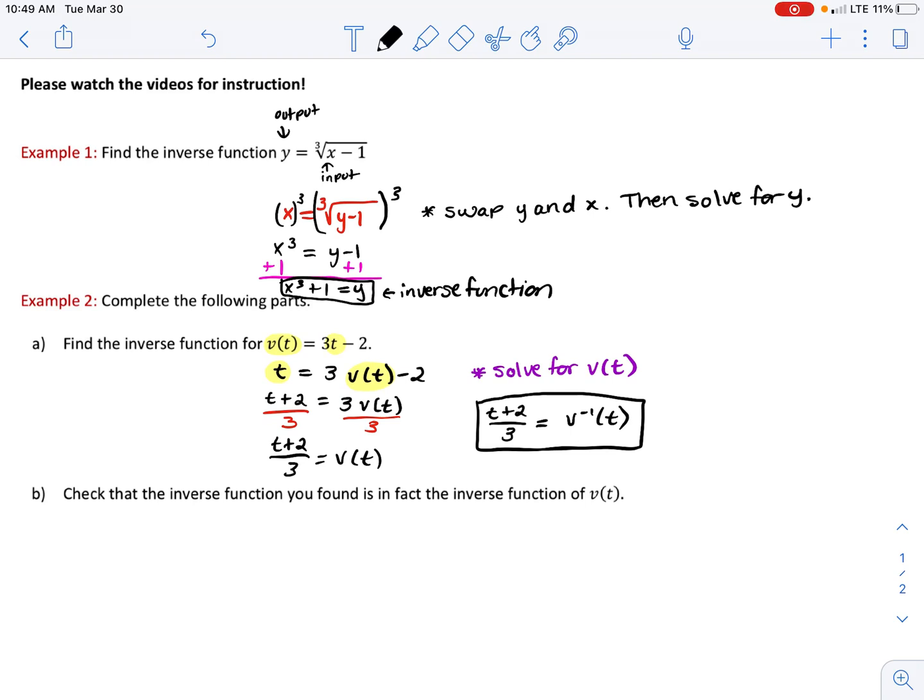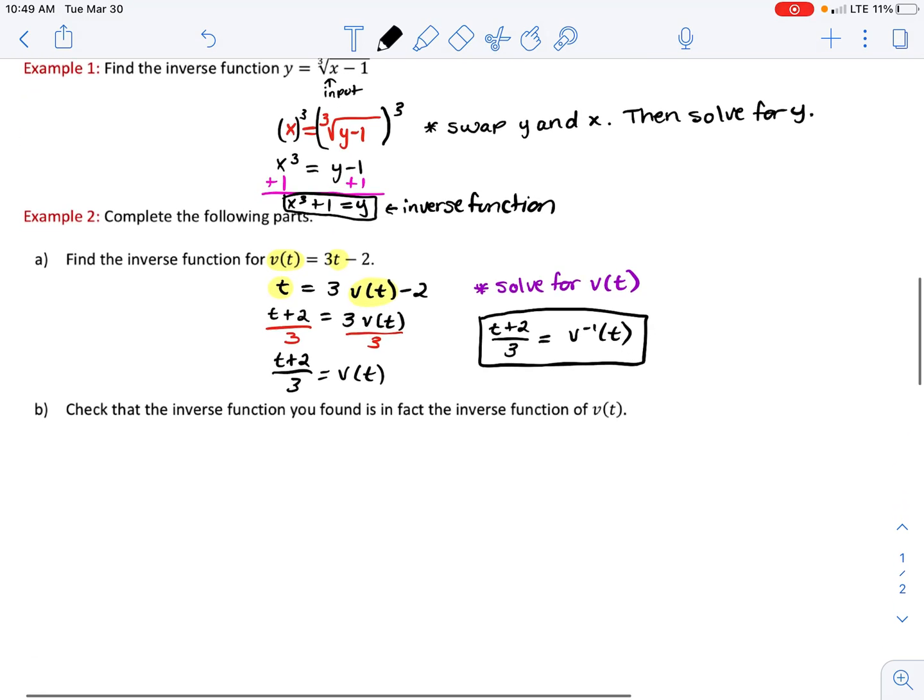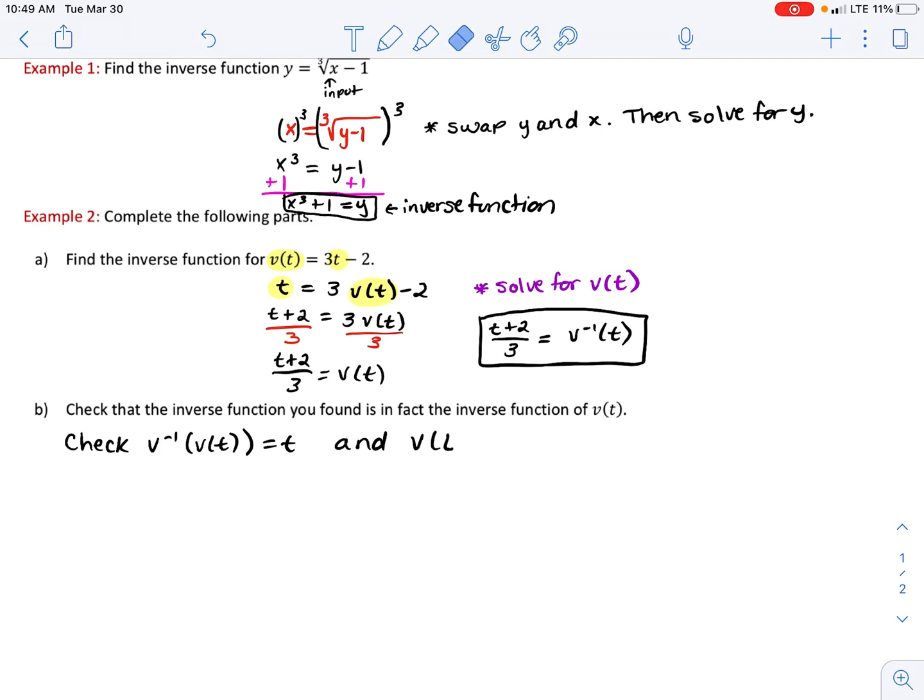Okay, so now I want to actually check that what I found was in fact the inverse function, and that's how we denote the inverse function of v of t, which is v inverse of t with that -1 right above there. So what I'm going to do is check that v inverse of v of t is equal to t, and I need to check that v of v inverse of t is equal to t.